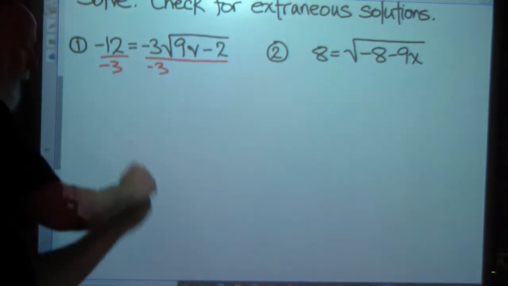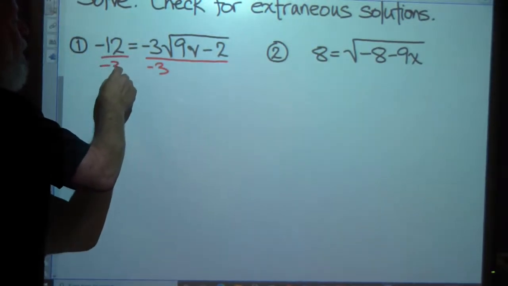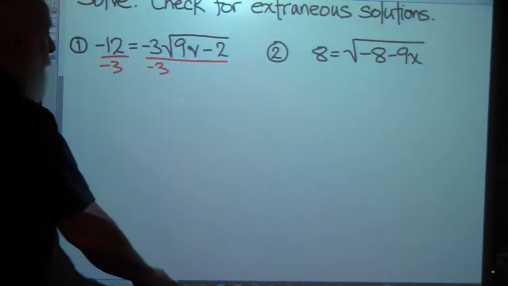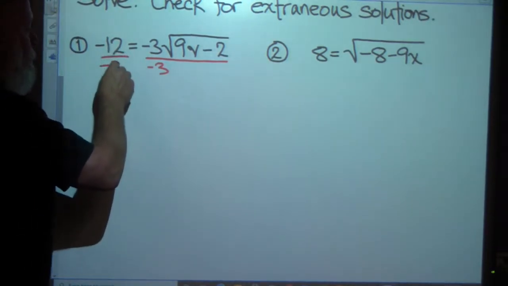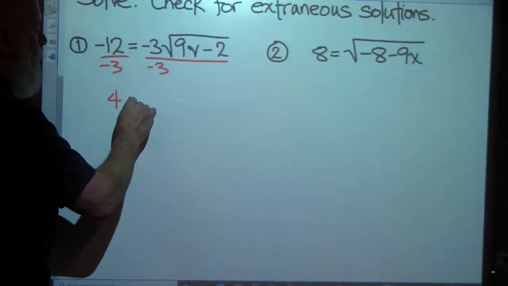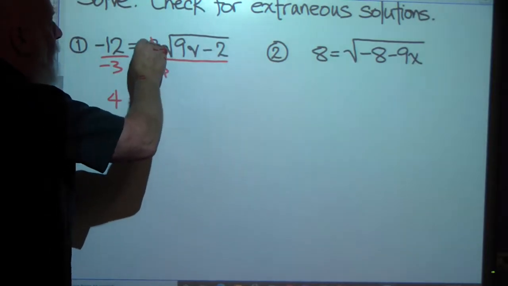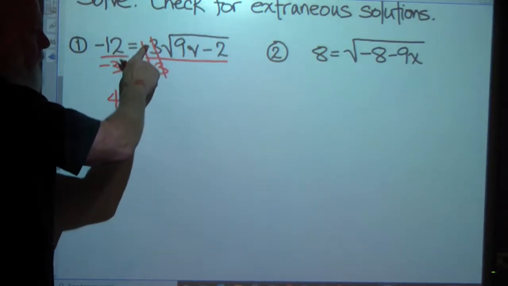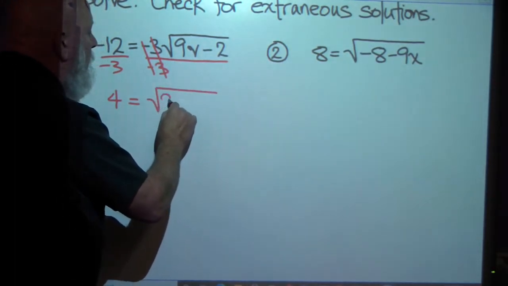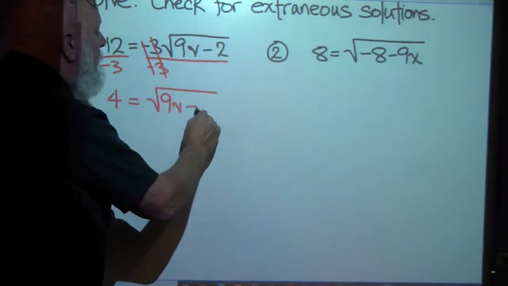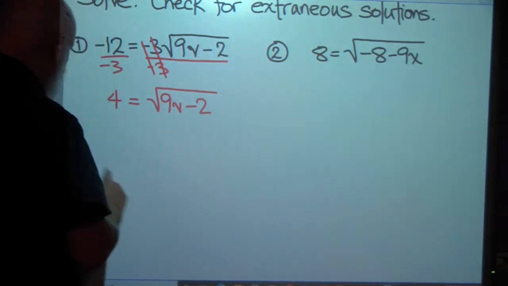Usually I would just do that in my head. 12 divided by 3 is 4. And negative divided by negative is positive. So this side will turn into +4 is equal to, these will cancel out and it will be positive because negative over negative, leaving me with the square root of 9v minus 2. So we have isolated the radical.